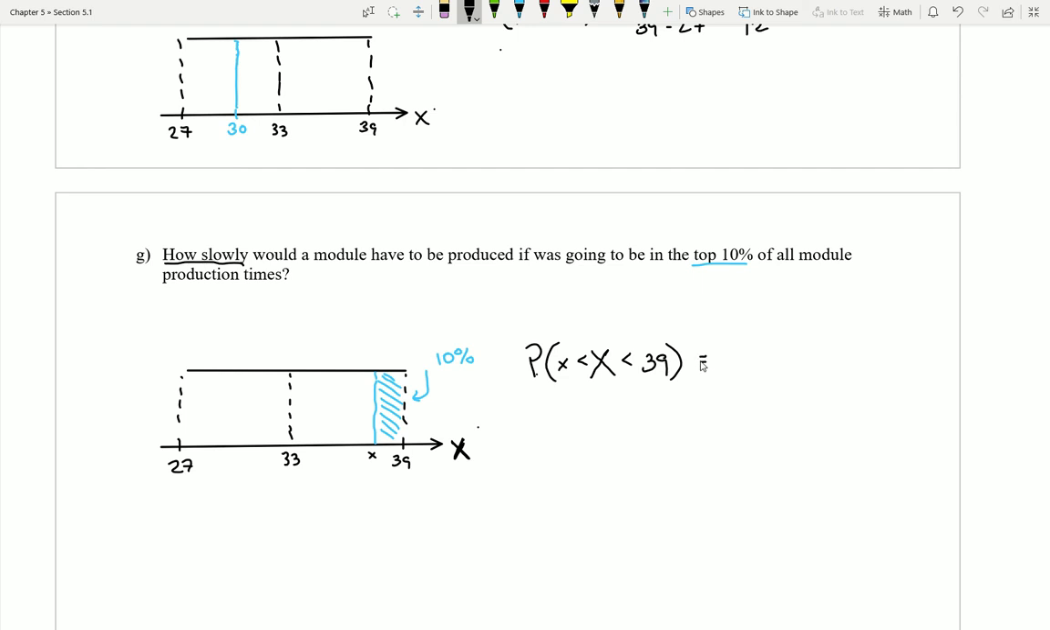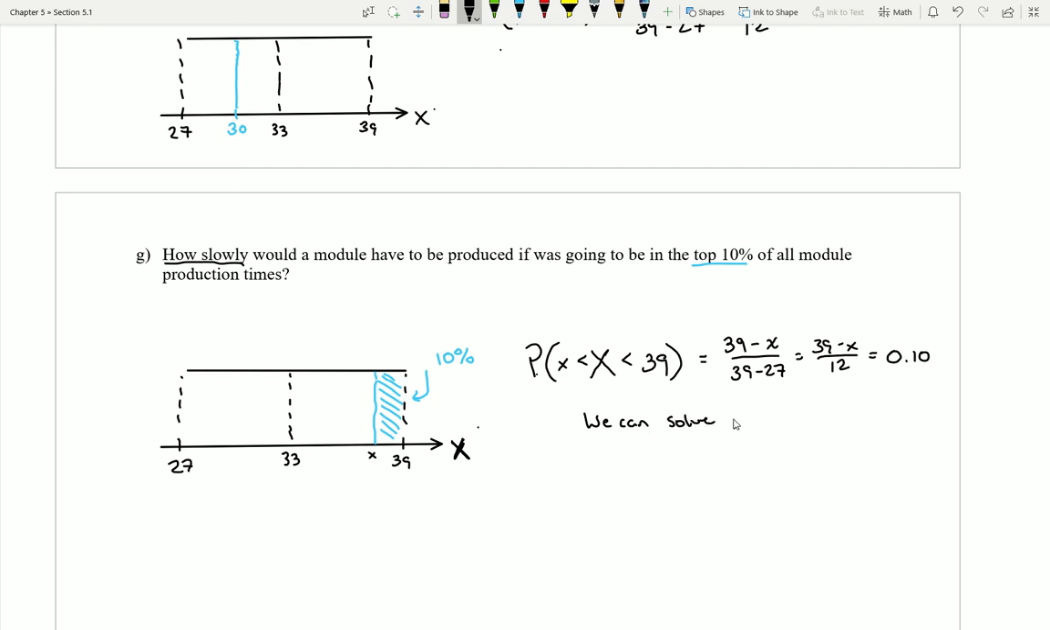The way I would have calculated that in all the previous problems, like if someone gave me this x value, I would do 39 minus x over 39 minus 27. That would be 39 minus x over 12. But now I know something extra in this question. I know that when I compute out the total amount of blue space, it should correspond to 10%. So this should actually be equal to 0.10. That's a given.